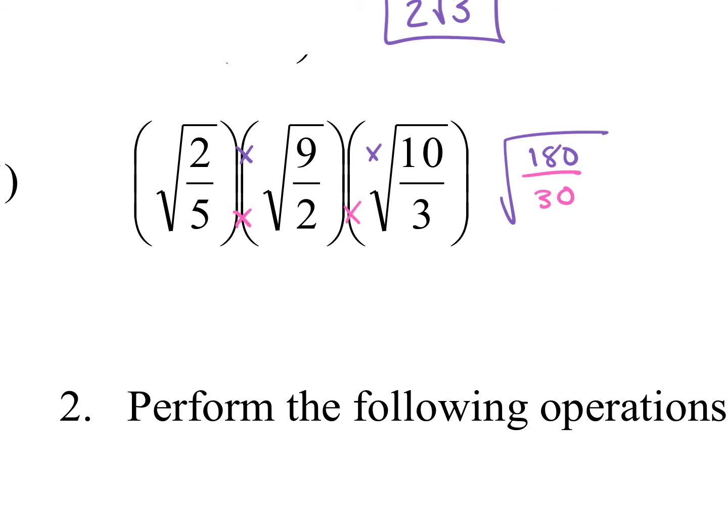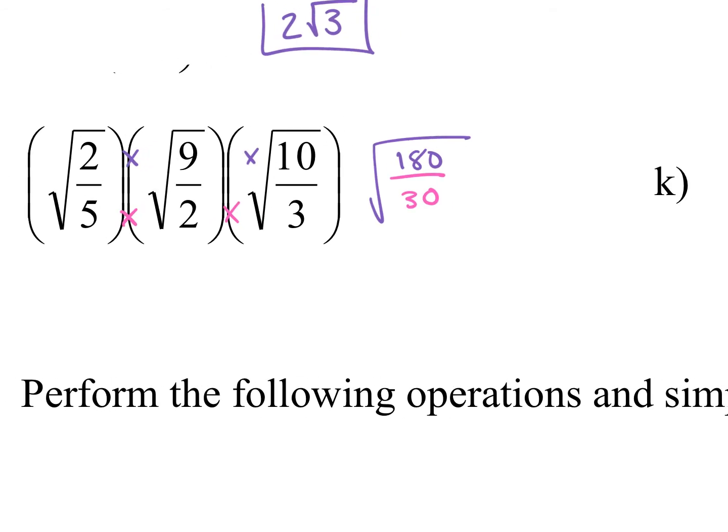Can I simplify 180 divided by 30? What does it simplify to? 6. So I have the square root of 6. Let's see if I can break it down. What are 2 factors of 6? 2 and 3. Can I break it down anymore? No. Do I have any pairs? No. So my answer is just square root 6.